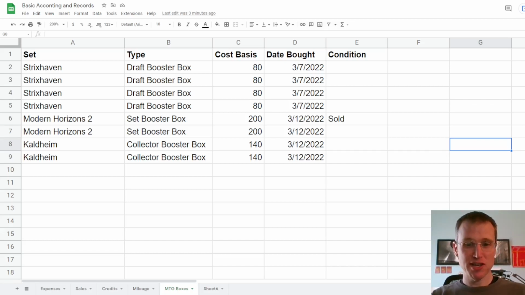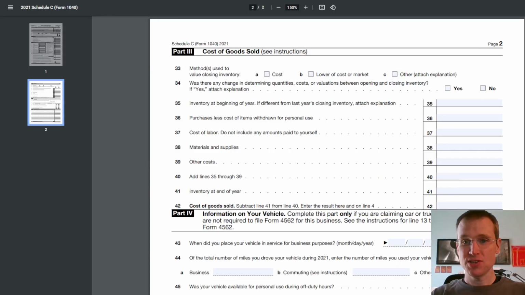And so now I've just kind of filled in some fictional inventory that I've bought here. Let's just pretend that you bought these 4 Strixhaven draft boxes, a couple of MH2 set boxes, and a couple of Kaldheim collector boxes. So I've recorded the cost basis of what you spent on them. Don't worry too much about the dates. And we're going to pretend that we sold one of the Modern Horizons 2 set boxes. Okay? And so the question is, how do we account for all of this on our IRS Schedule C?